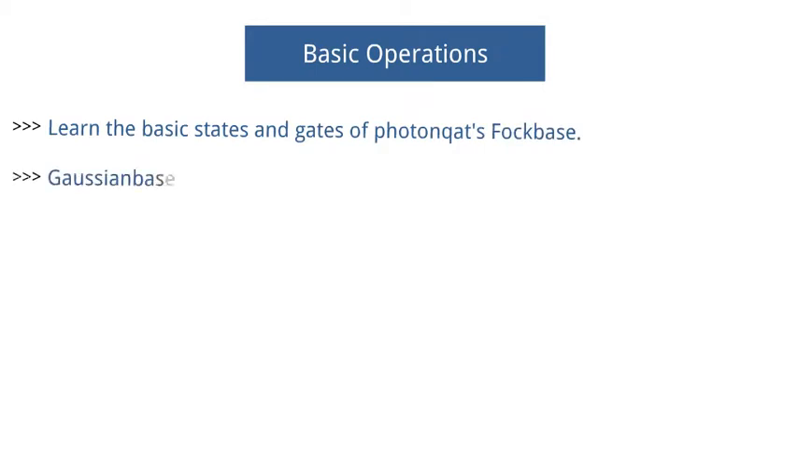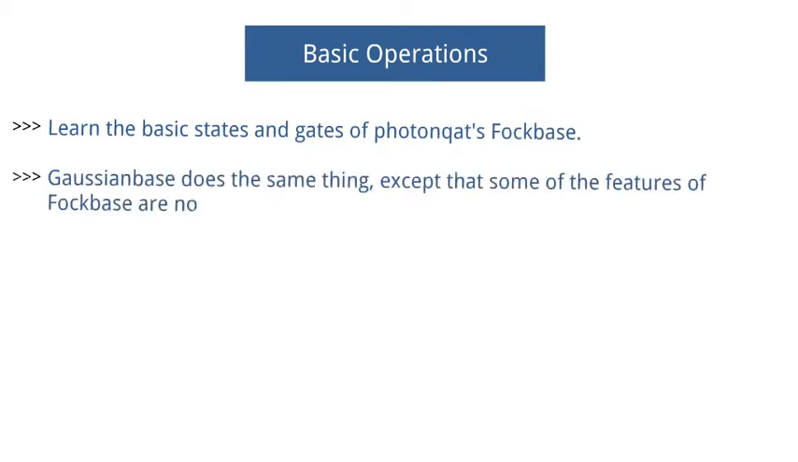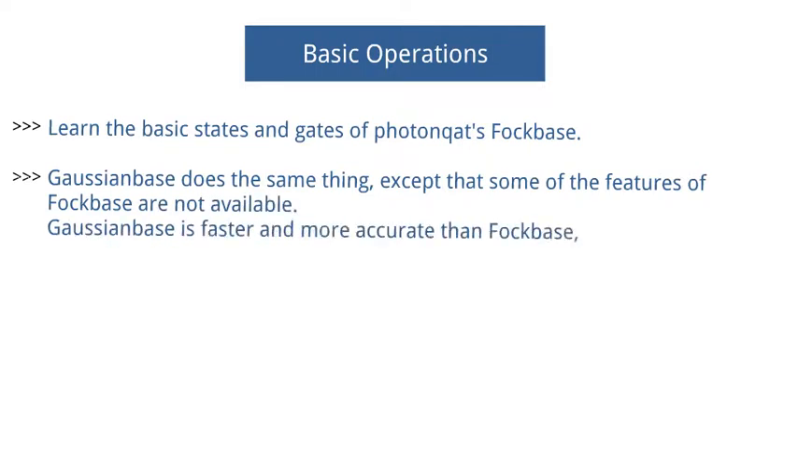Basic operations. Learn the basic states and gates of PhotonCat's Fock base. Gaussian base does the same thing, except that some of the features of Fock base are not available. Gaussian base is faster and more accurate than Fock base because the backend processing is different.